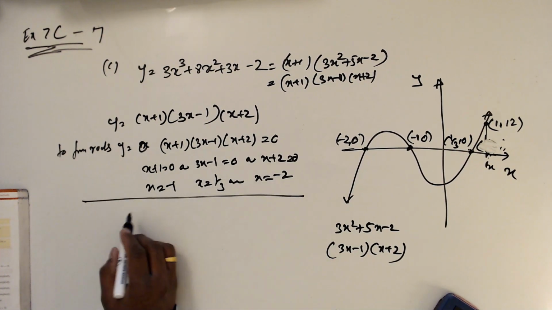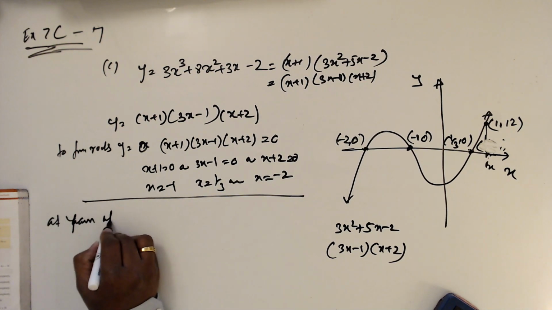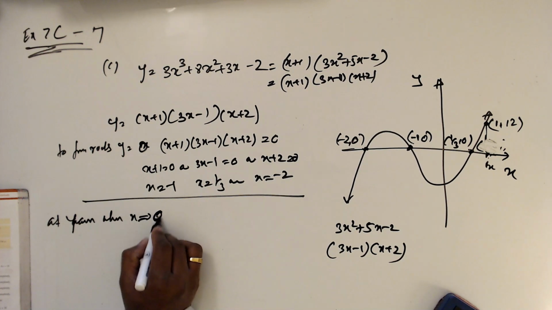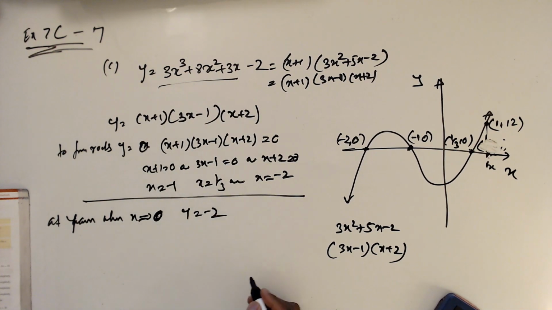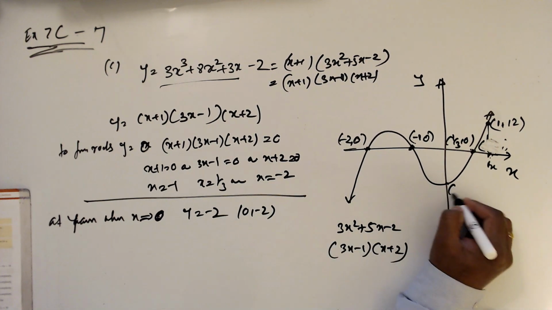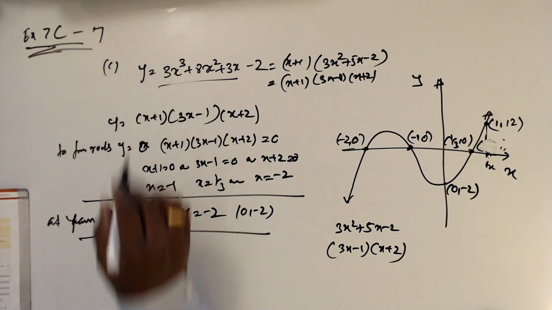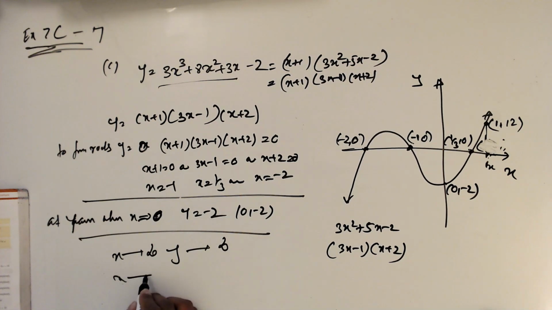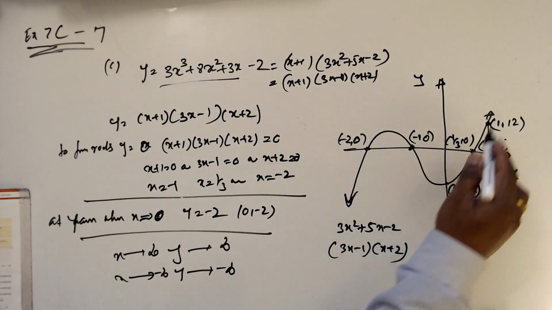And now at the y-axis, x equals 0, then this all becomes, y equals minus 2. So this point is going to be (0, minus 2). And I know that this is positive, hence as x goes to positive infinity, y goes to positive, and as x goes to negative infinity, y goes to negative. My curve is fine.